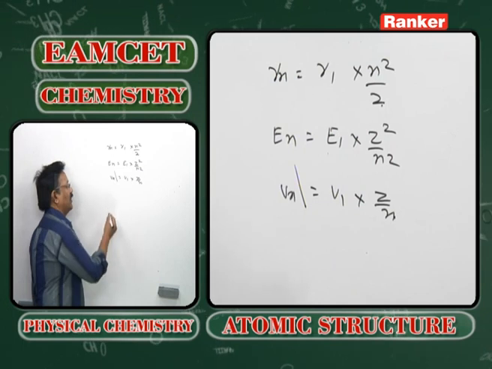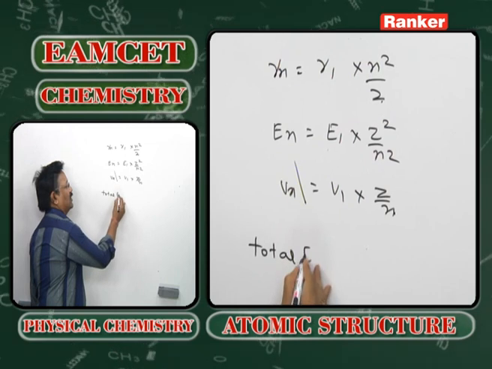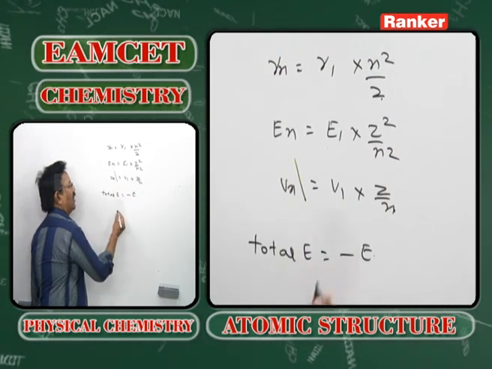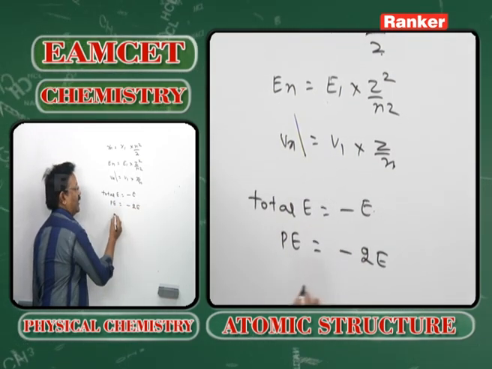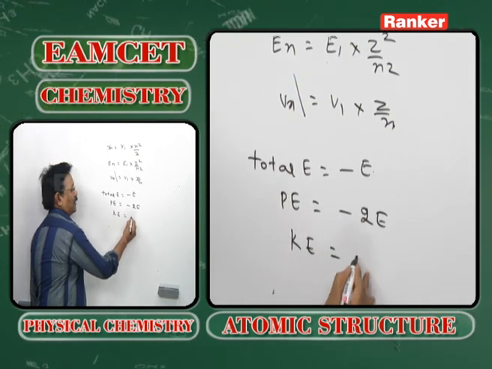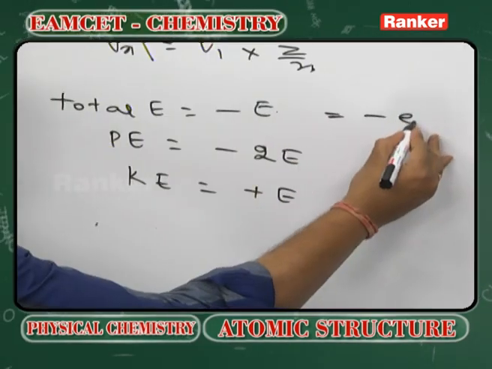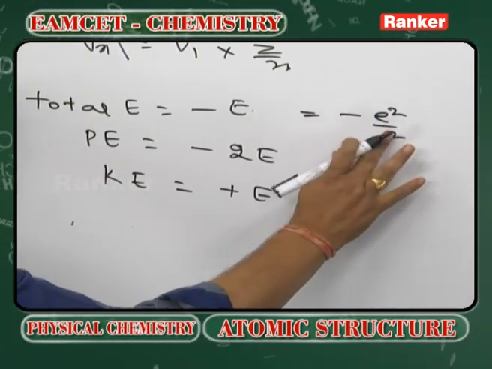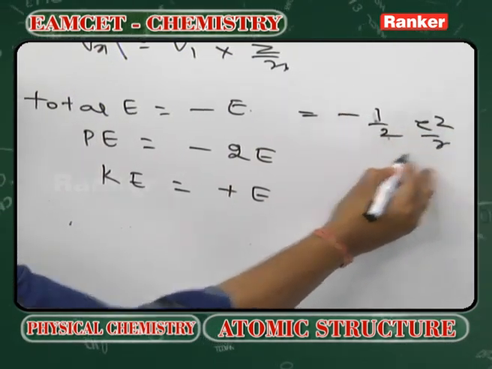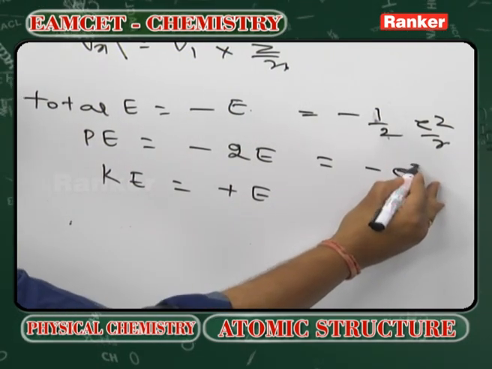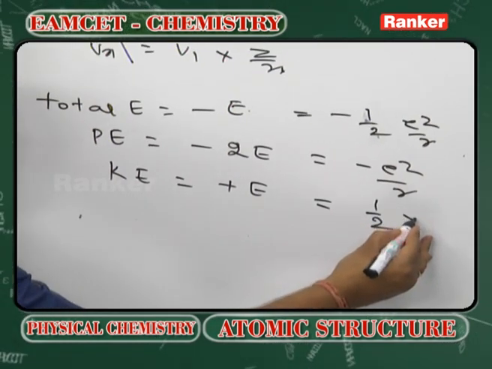What are some more relations? If the total energy of the electron is represented as minus E, the potential energy will be equal to minus 2E, and the kinetic energy will be equal to plus E. So total energy is given by minus e square by r. Then what will be the potential energy? Minus e square by r. What is the kinetic energy? Plus e square by r.